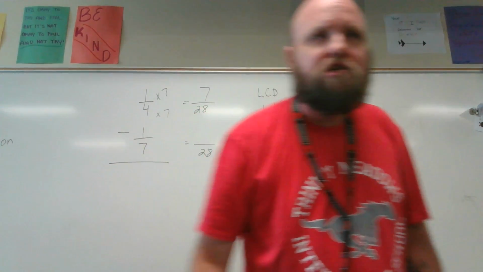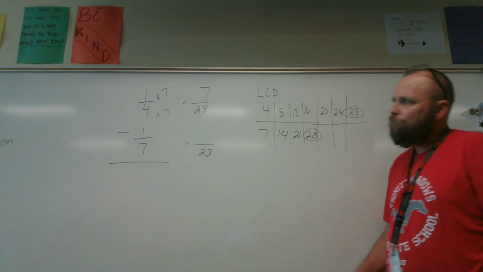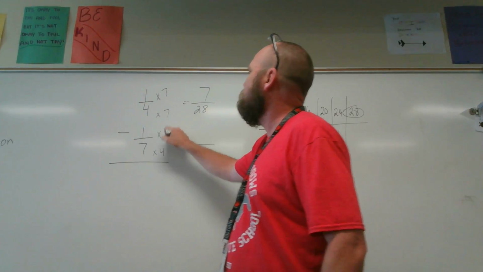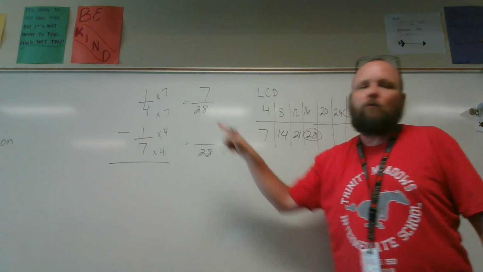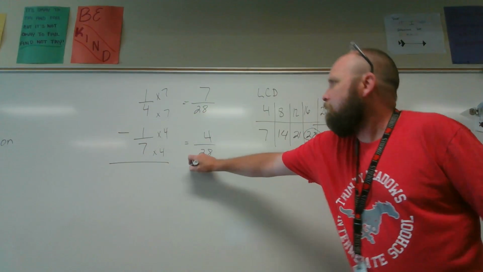And boom, Shina. How do I get from 7 to 28? Times 4. Multiply by 4. Whatever I do to the denominator, so 7 times 4 is 28. What's 1 times 4, Shina? 4. And boom, Alec.